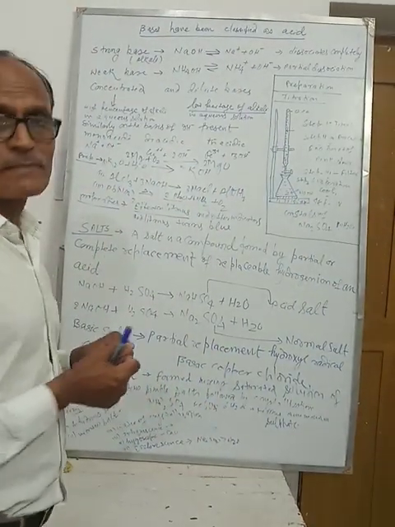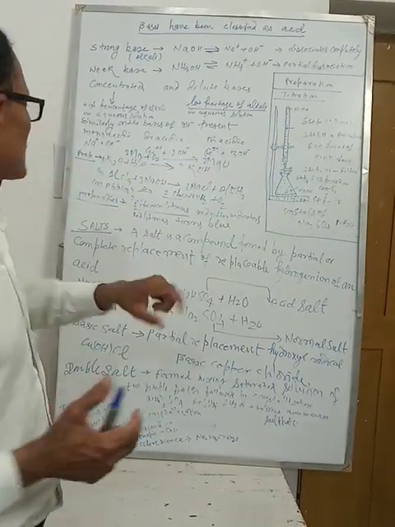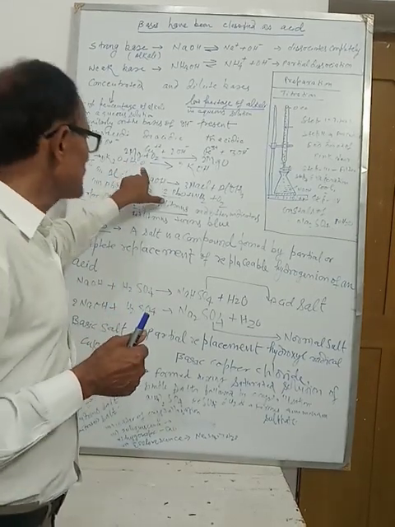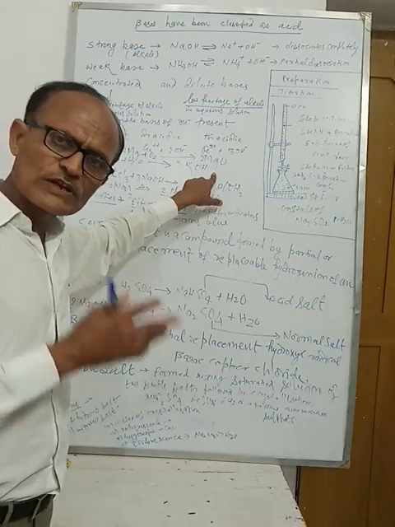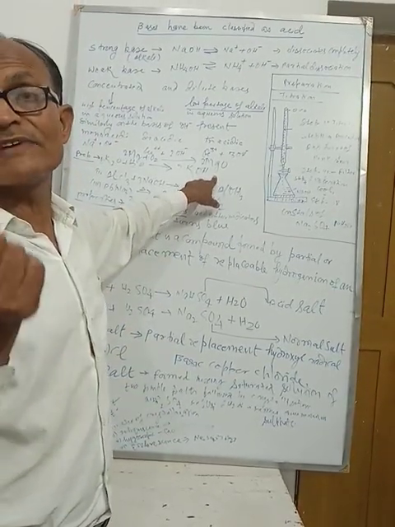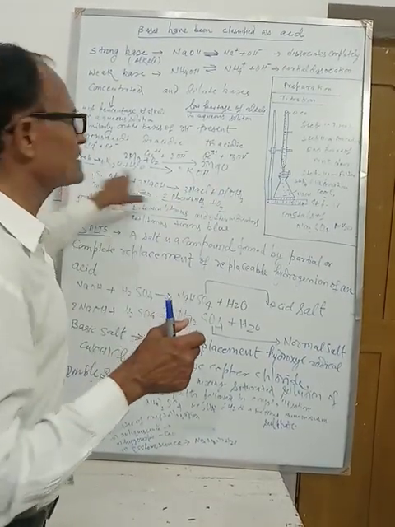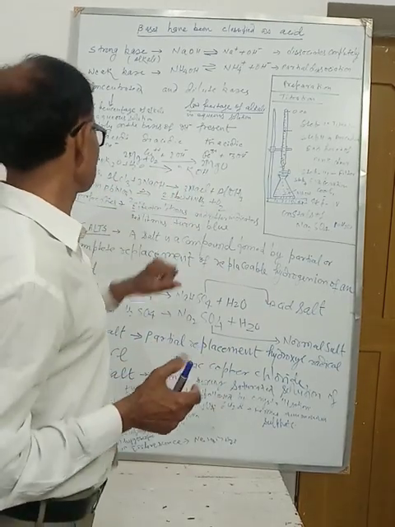The second way to prepare: when metallic oxides like K2O or Na2O are dissolved in water, they form 2KOH. What is KOH? It is a kind of base that liberates hydroxyl ion when dissolved in water. So this is another way to prepare bases.